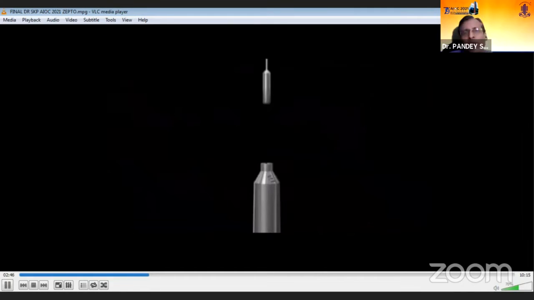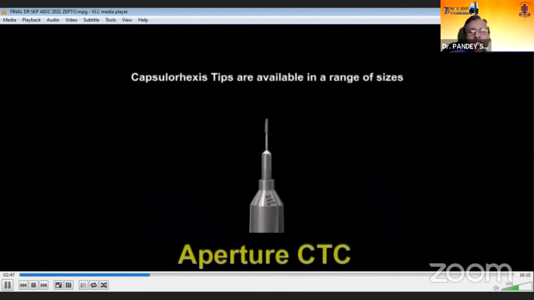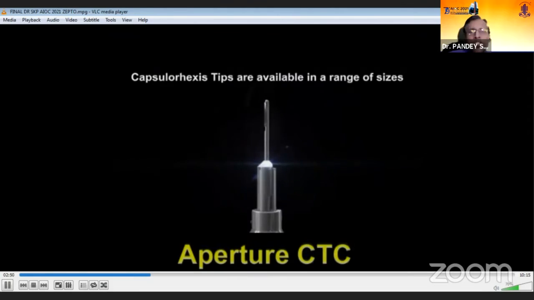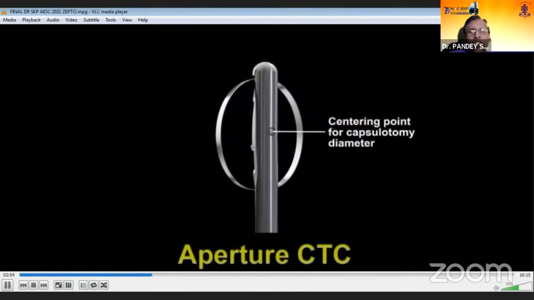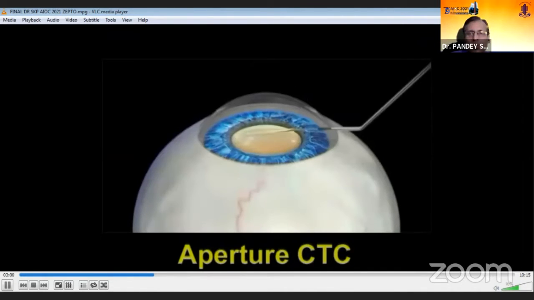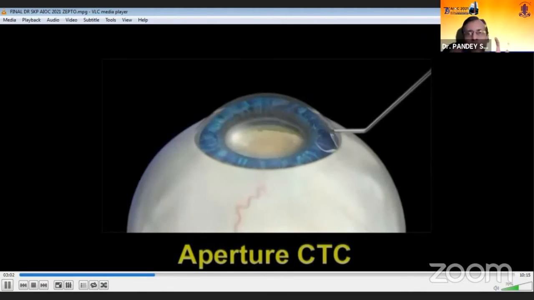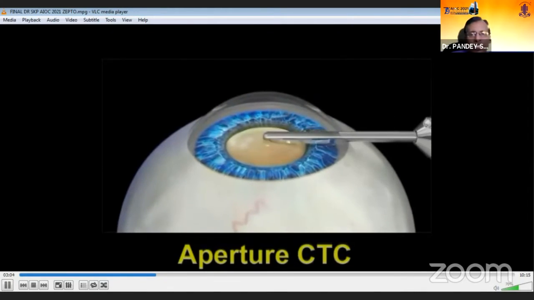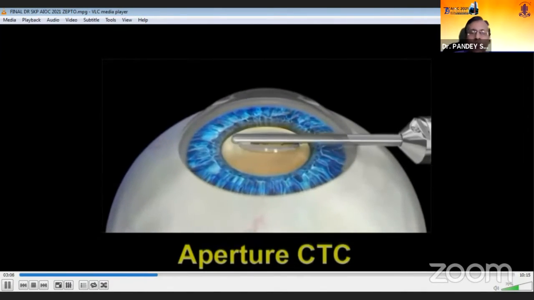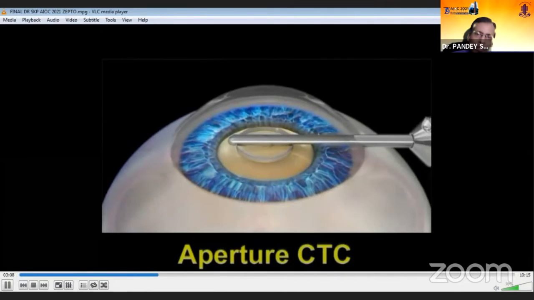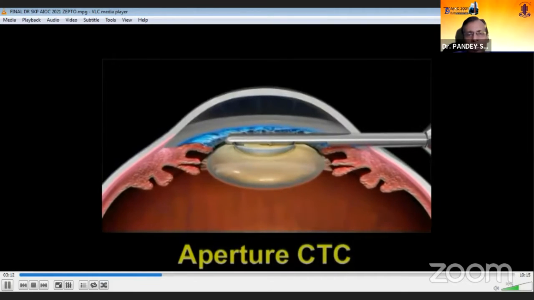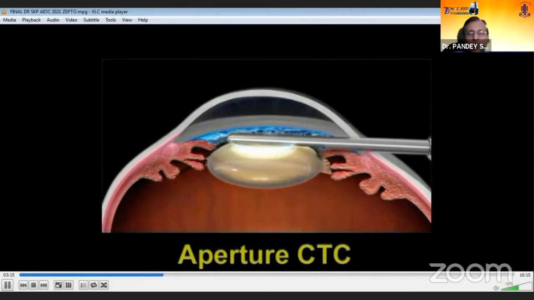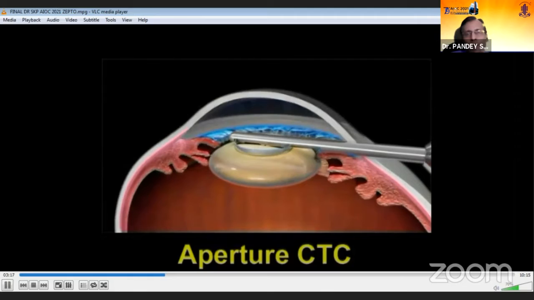The Aperture continuous thermal capsulotomy is another experimental device which can help us to achieve a good capsulorhexis. This device has a centering point for capsulotomy, and this is a video illustration showing how Aperture CTC works for performing the capsulorhexis. This device is at the experimental stage right now, and it may take a few years to come up for clinical application.